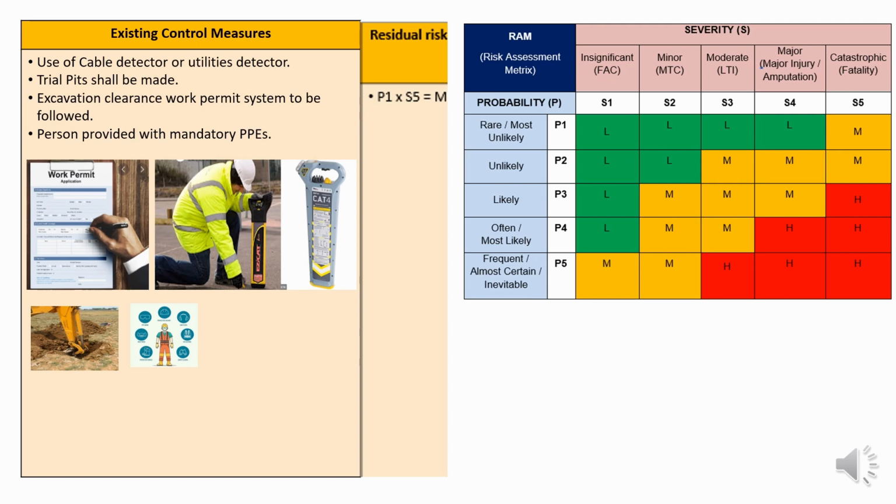The reason is, in case these existing controls fail, then definitely the person will be going to have a fatality. That's the reason we haven't reduced the severity, but we have reduced the likelihood from P4 to P1. It means the risk has now come to M, which means medium risk. So we have reduced the risk from high risk to medium risk level by using this risk assessment matrix.